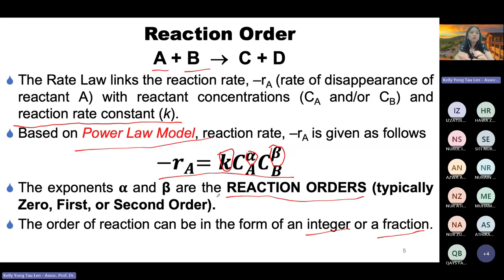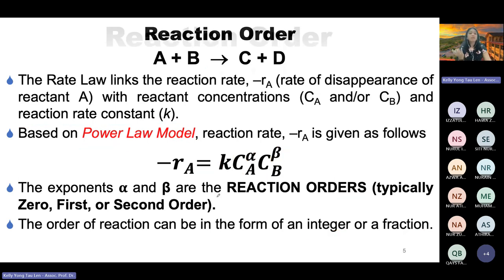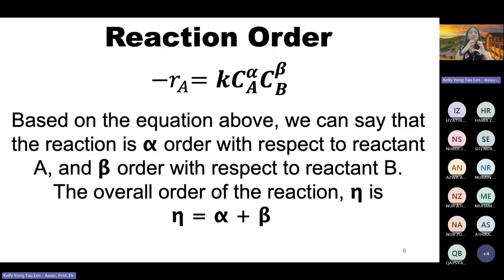So when you talk about reaction order, you have to be very specific because the reaction order is specific to which concentration. So let's say you say first order, you must say first order with respect to A or first order with respect to B. Okay, second order with respect to A or second order with respect to B. You just cannot say second order because when you say second order, there are a few interpretations regarding which reactant concentration. Okay, so even when I give information, it is clearly stated. Okay, so let's say we have this reaction.